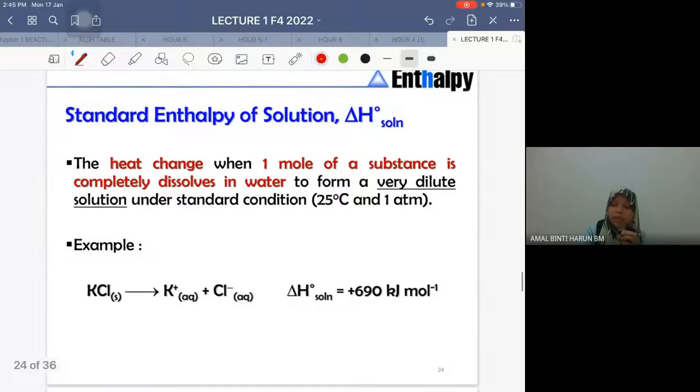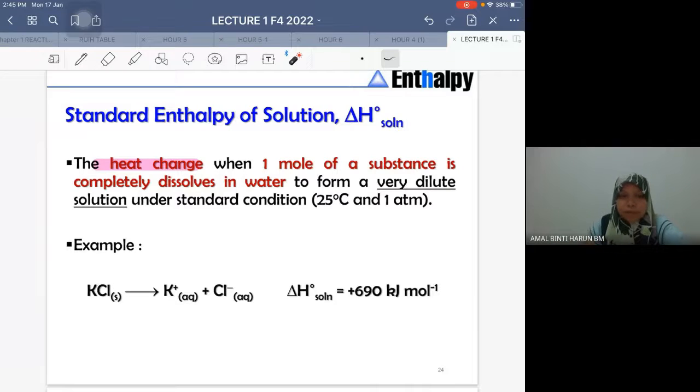Okay. Next is solution. Solution, kita cakap dia heat change, sebab it probably exo and endo, depends on garam apa yang dimasukkan ke dalam air. Okay. Here is the heat change when 1 mole of substance is completely dissolved in water to form very dilute solution under standard condition. Actually tak payah hafal pun, kita just tahu konsep tapi kita boleh buat definition based on our understanding.